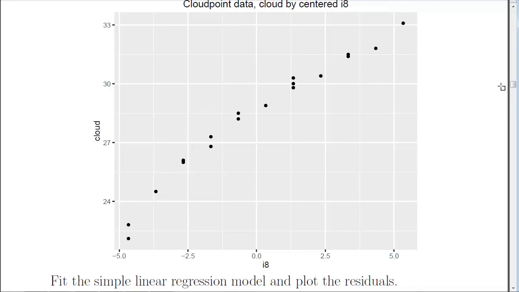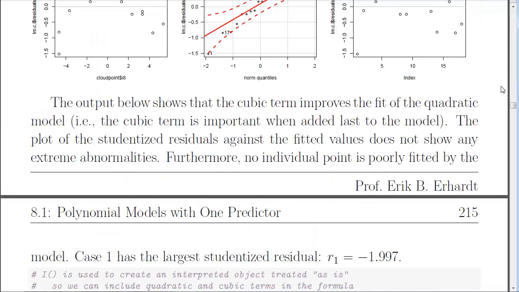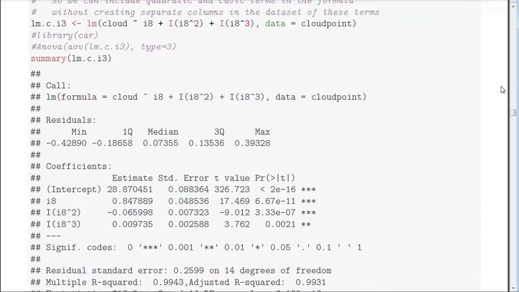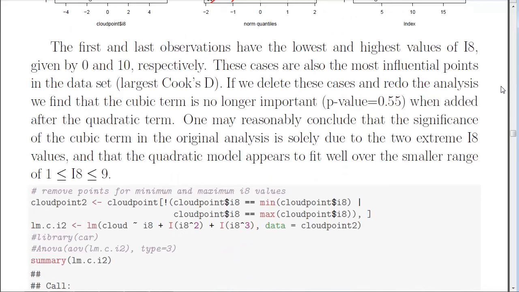So what do we do? So I'm going to page down, and I've got that discussion here. So first and last observations have the lowest and highest values of I8, and they're the most influential points. So if we delete these cases and redo the analysis, we will find, in fact, that the cubic term is not significant anymore. And so it really depends on whether that's how we're going to use it.